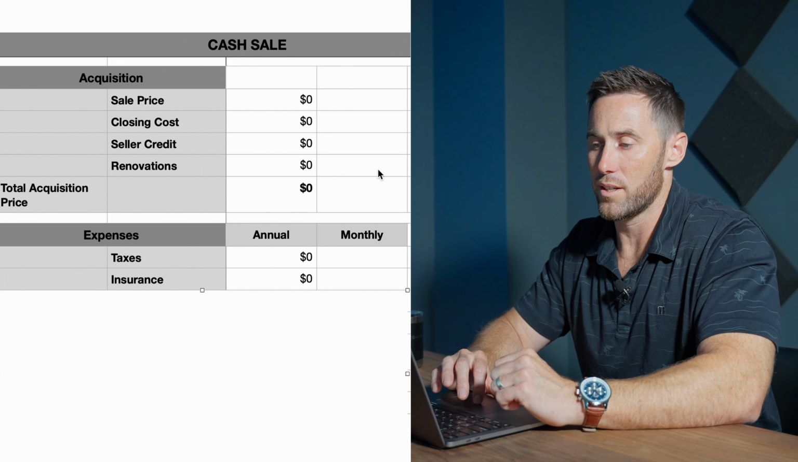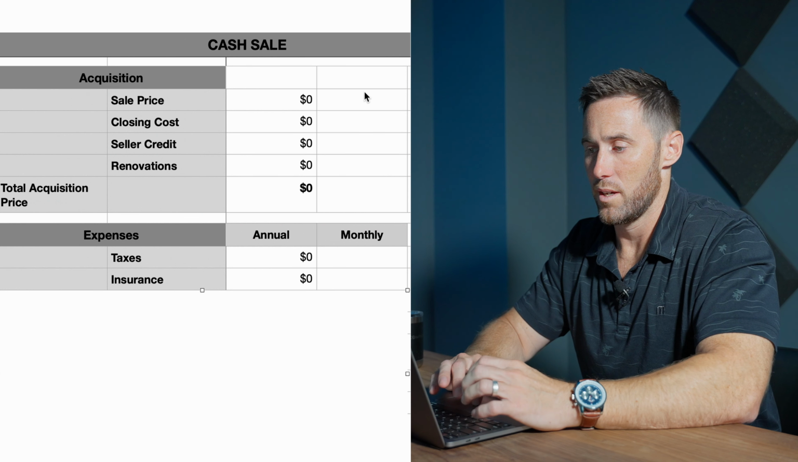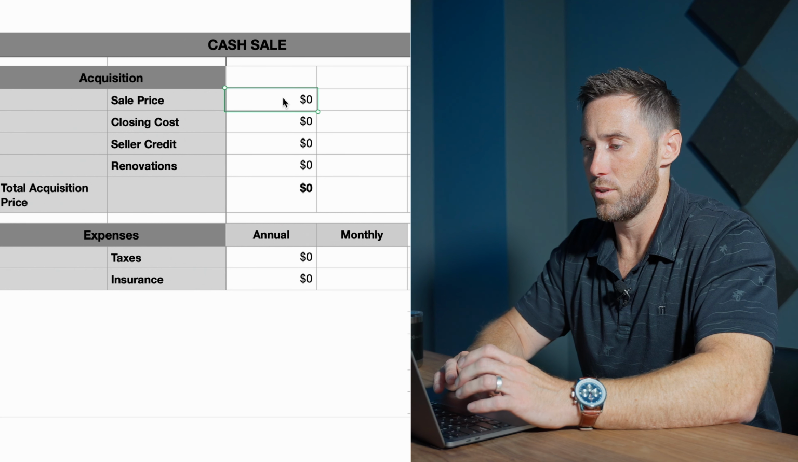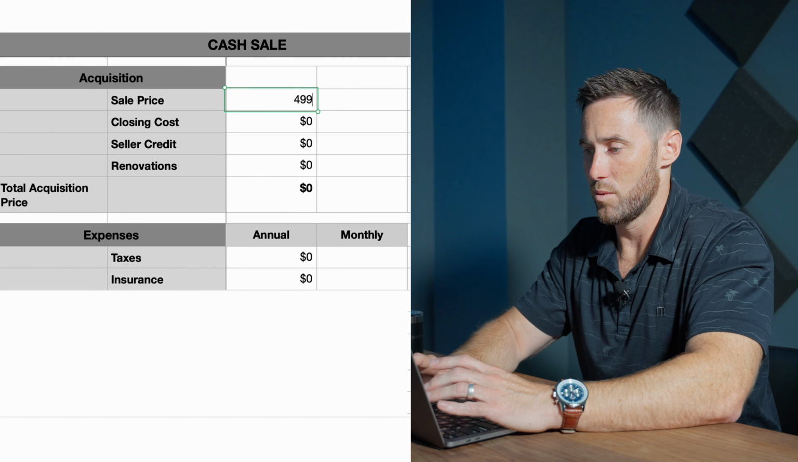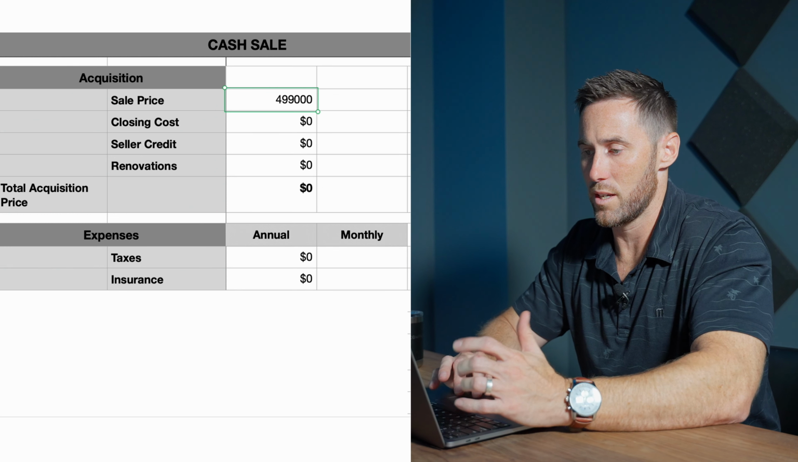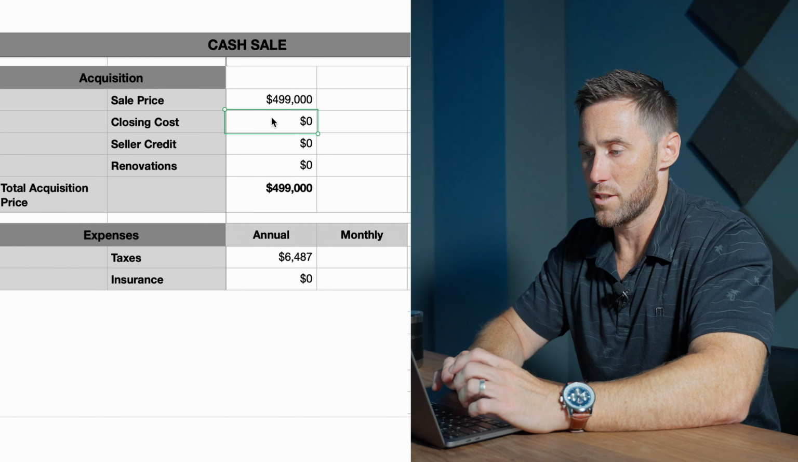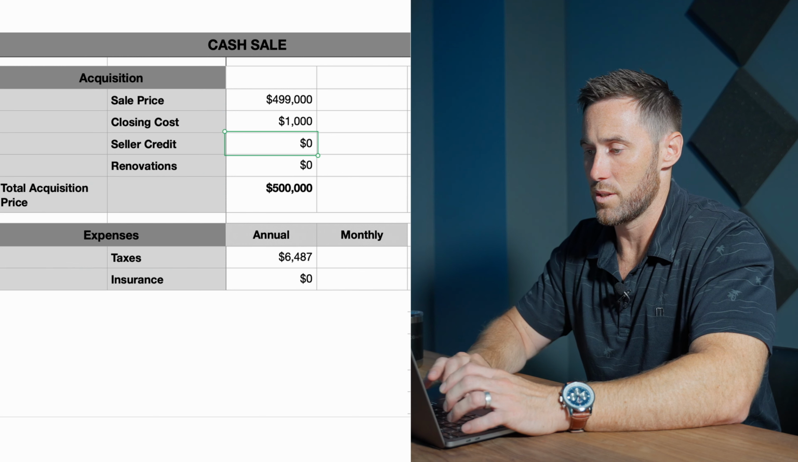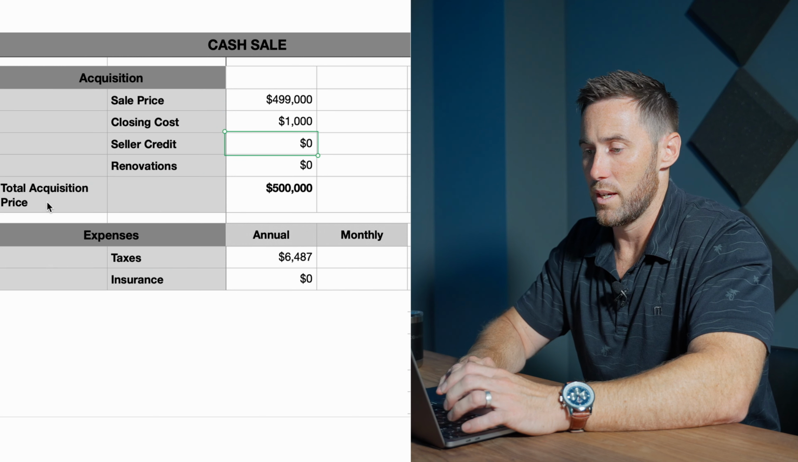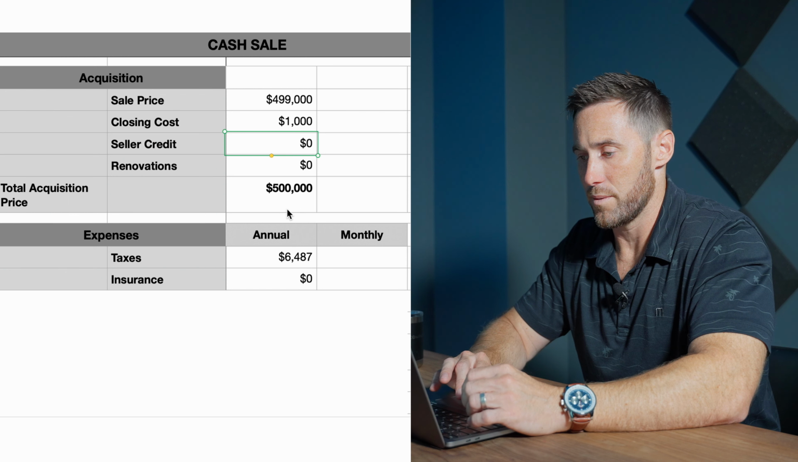Now let's look at everything that's included in the total acquisition price. Of course, we have the sale price, and we're going to use for Orlando a little bit above average, and for round number's sake, we'll say $499,000 sale price. Since it's a cash purchase, there aren't going to be many closing costs. We'll call it $1,000. Again, bringing us to a total acquisition price of $500,000.